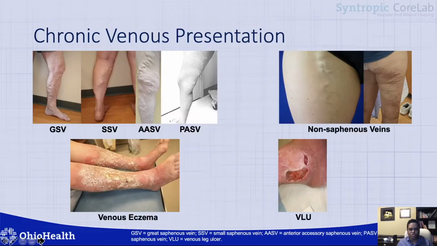This is my disclosure. So, when venous disease presents in its chronic form, it could present as varicosities in the great saphenous vein, small saphenous vein, anterior accessory saphenous vein, or posterior accessory saphenous vein. Sometimes non-saphenous veins indicative of probable pelvic cause are also seen, and these usually arise from the mid to lateral aspects of the inguinal ligament. Venous disease can also present with skin changes such as venous eczema, skin thickening, etc. And ultimately, venous disease can also present with venous leg ulceration.